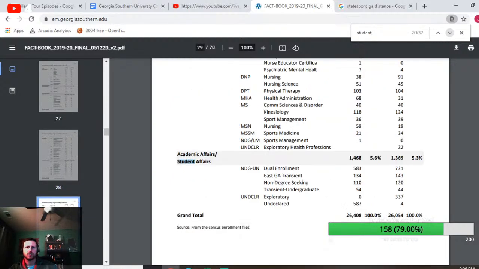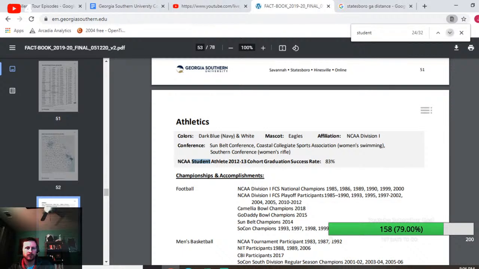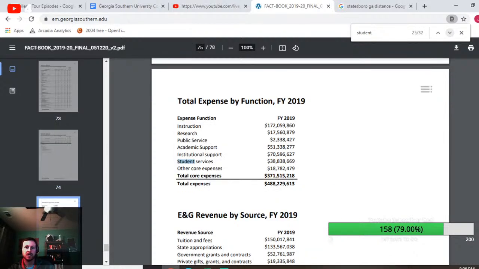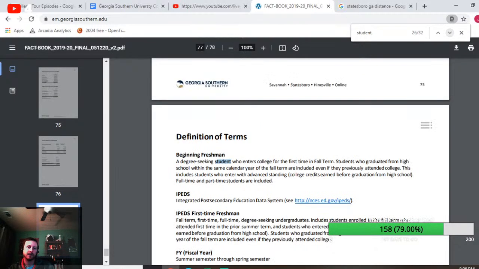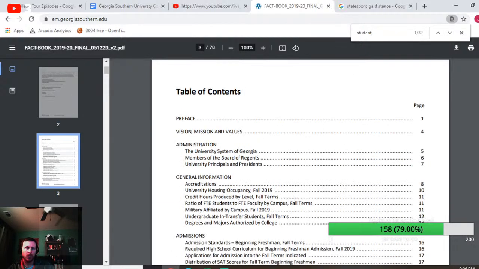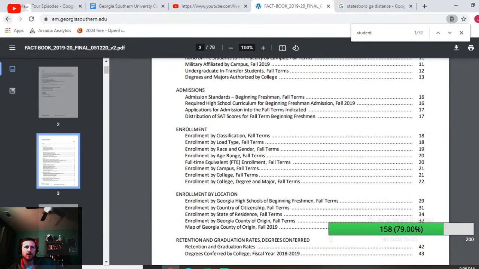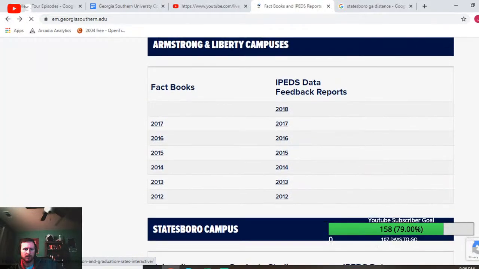Student affairs, not super concerned with that. Not really interested in athletics or expenditures. They spend a lot of money, $500 million, I would assume. $500 million a year. That's a lot. Wow. So no total student population. Accredited housing, ratio, fall terms, undergraduate in transfer. Yeah, we don't need that. Standards. Yeah, I think we're good on that one.